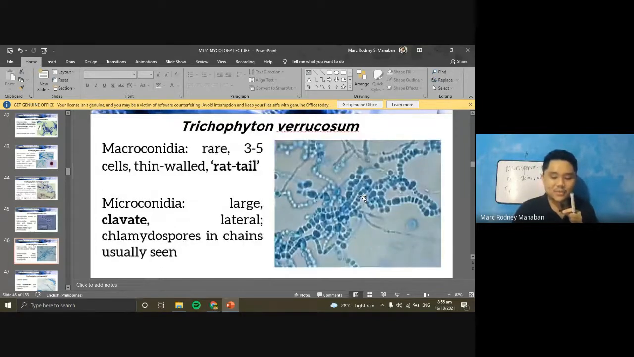Next, you have T. verrucosum: rat tail Macroconidia, and Microconidia that are clavate or club-shaped. Again, chlamydospores are in chains. What you need to remember is rat tail Macroconidia, Microconidia clavate and in chains, chlamydospores in chains. T. verrucosum, Trichophyton verrucosum.